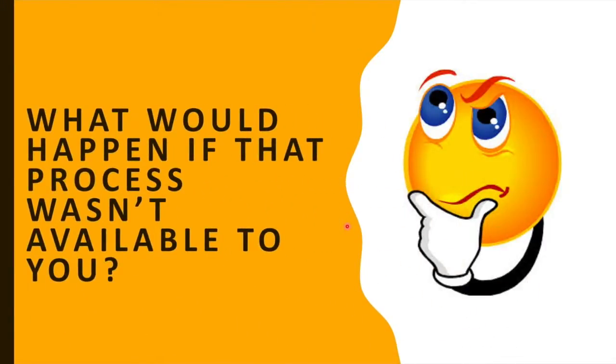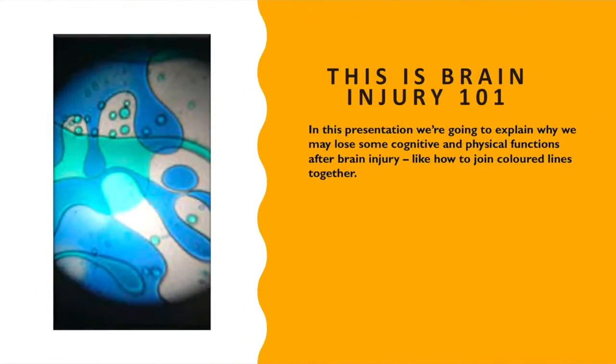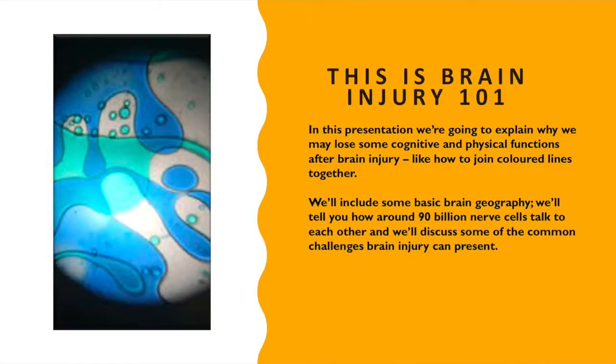Now, what would happen if that process wasn't available to you? This is Brain Injury 101, and in this presentation, we're going to explain why we may lose some cognitive and physical function after brain injury, like how to join colored lines together, for example. We'll include some basic brain geography. We'll tell you how around 90 billion nerve cells talk to each other, and we'll discuss some of the common challenges faced after brain injury.